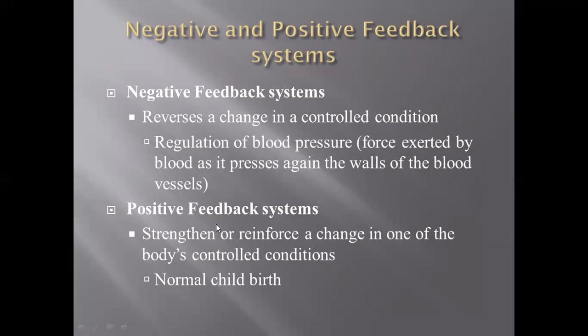So the positive feedback system, what? For example, here is again normal childbirth. What happens in normal childbirth? The size of the uterus increases. When it increases, the body of the child pushes the walls of the uterus, so it gets stretched.